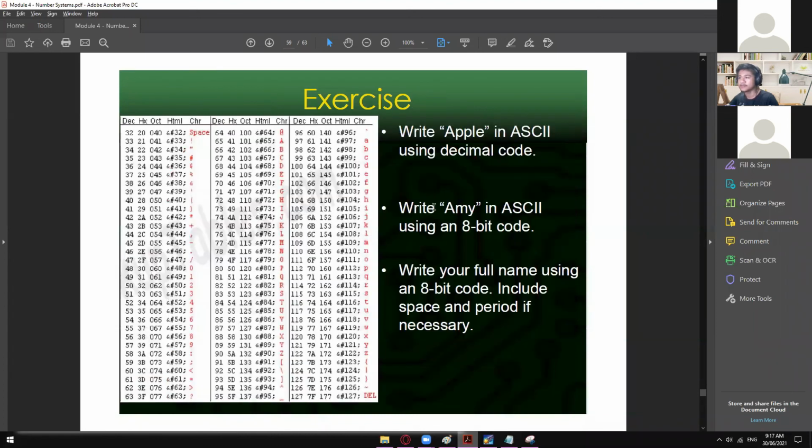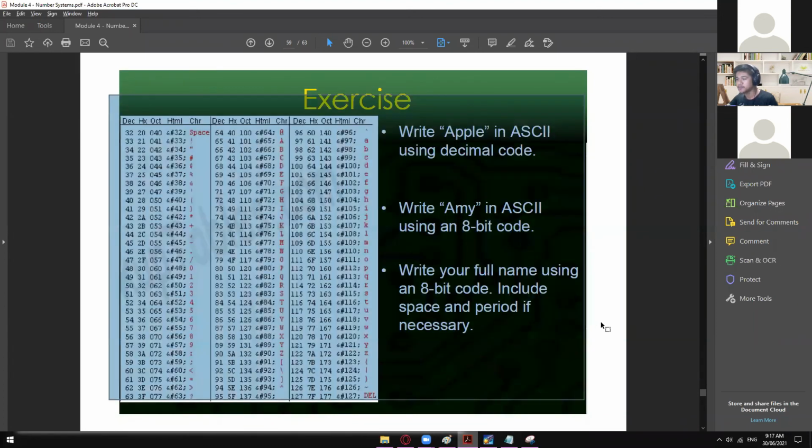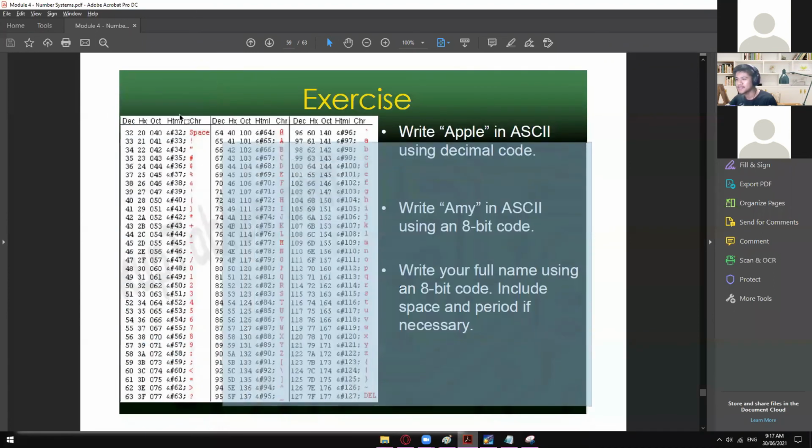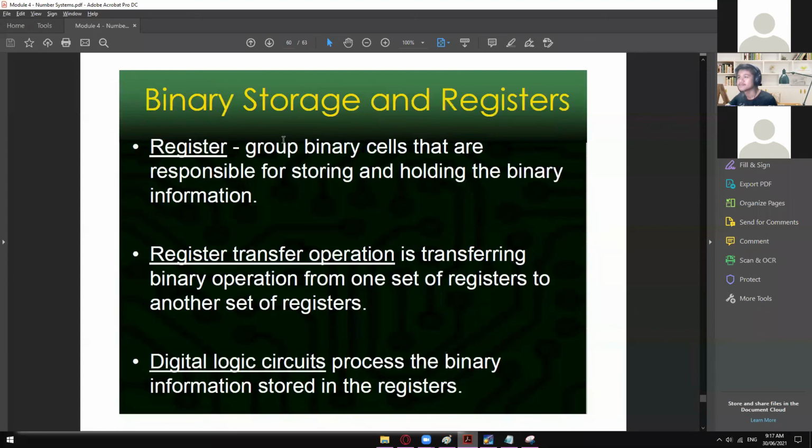All right. So yeah, if you want to do this exercise, feel free to do this one if you want, but this is not required. And let's talk about binary storage and registers.